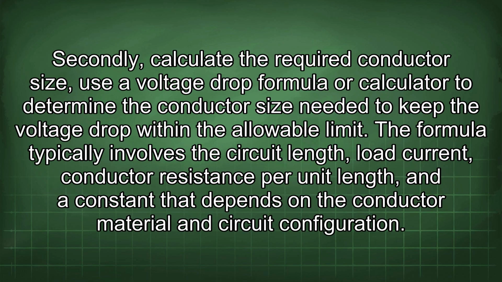Secondly, calculate the required conductor size. Use a voltage drop formula or calculator to determine the conductor size needed to keep the voltage drop within the allowable limit. The formula typically involves the circuit length, load current, conductor resistance per unit length, and a constant that depends on the conductor material and circuit configuration.